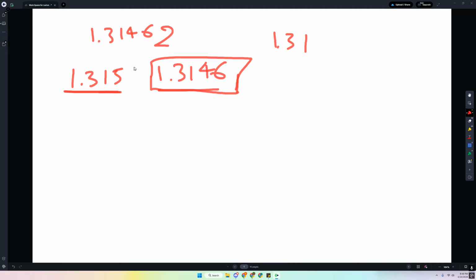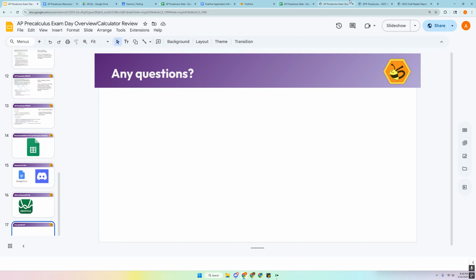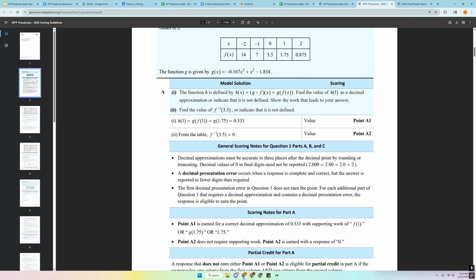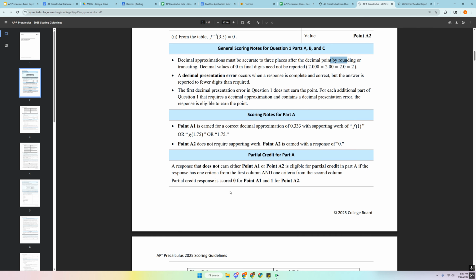Better tell your teacher about this. And as you see on the scoring guidelines, it says the first decimal representation error in question 1 does not earn the point. For each additional part of question 1 that requires decimal approximation, you can still earn the point. So pretty much you only lose the point once. You won't lose it every single time. And decimal places must be accurate to 3 by rounding or truncating.